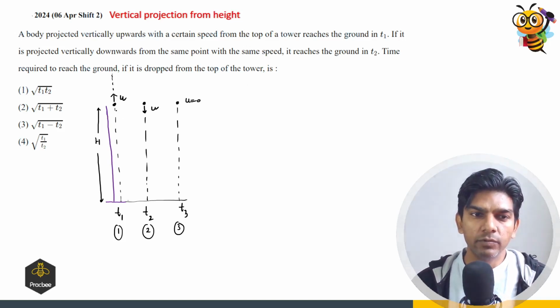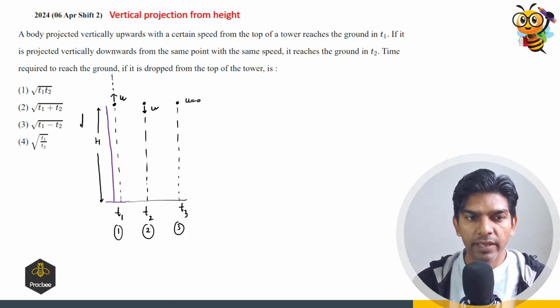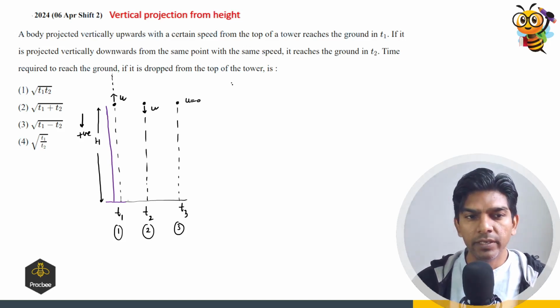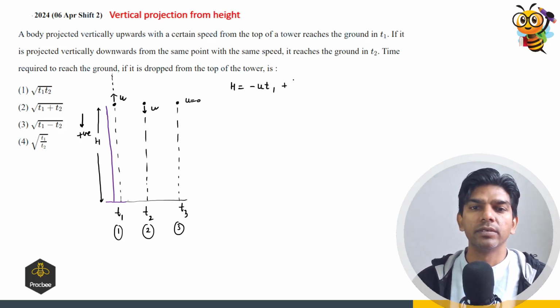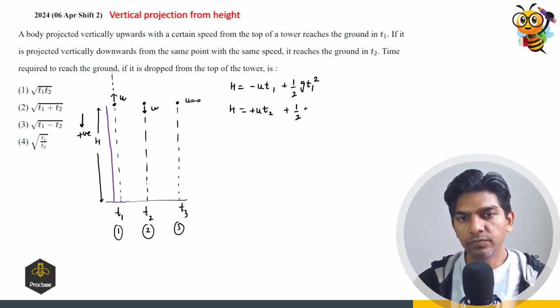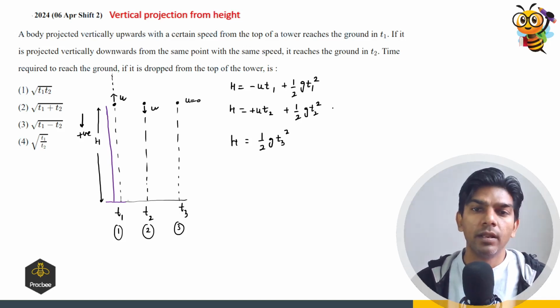If we apply the equation for the first case, if we consider downward as positive, then the initial velocity will be negative. So it will be h equals minus u t1 plus half g t1 square. And for the second case, it will be h equals plus u t2 plus half g t2 square. Now for the third case, h equals half g t3 square because u is 0.